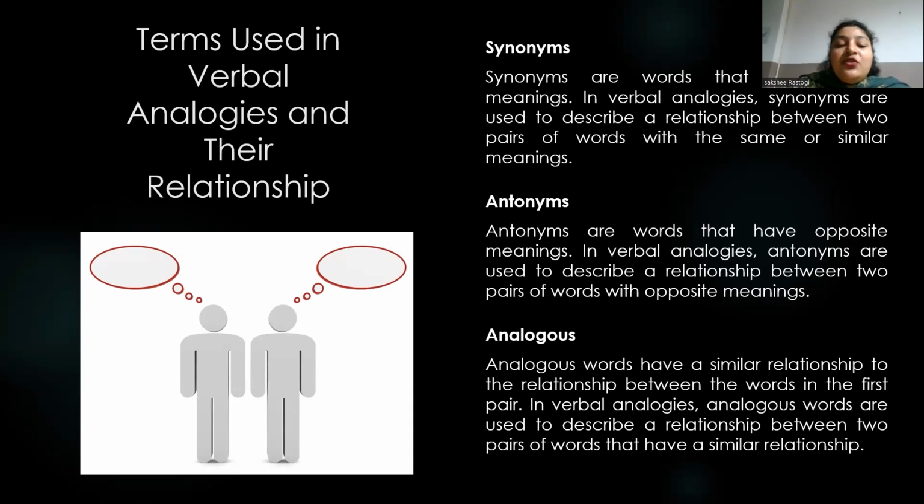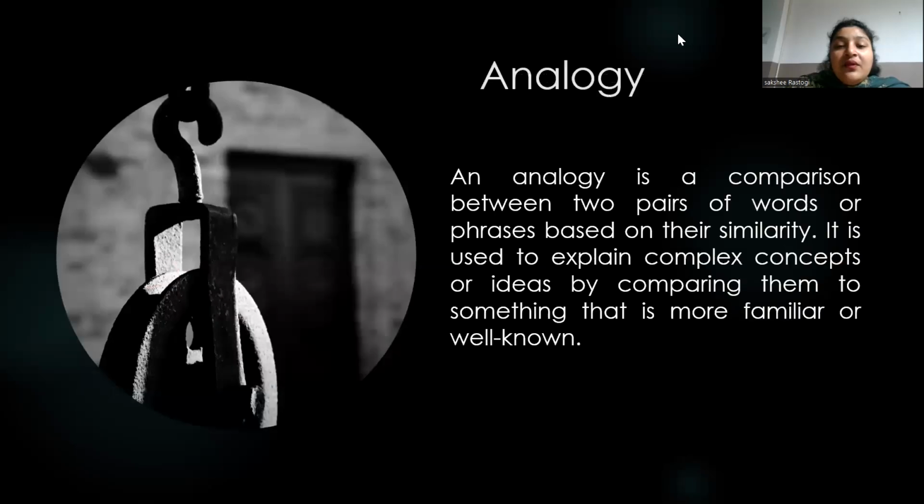Analogous relationships can be used to identify patterns and connections between words and concepts, make inferences, draw conclusions, solve problems and complete analogies, and develop critical thinking and problem solving skills. By recognizing analogous relationships, you can better understand the connections between words and concepts and improve your ability to think critically and solve problems. What do you mean by analogy?